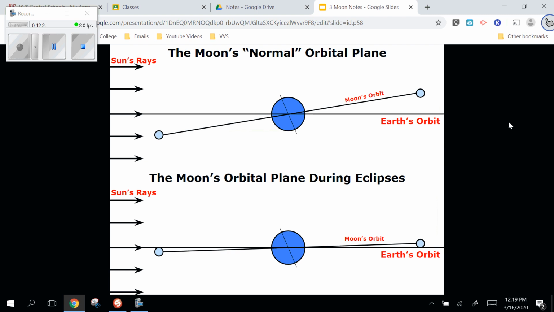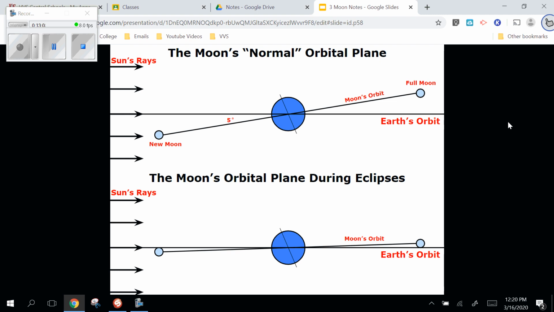All right. This is kind of how we get eclipses. In the top picture, notice that the moon's orbit doesn't line up very well with the Earth's orbit. There's actually about a 5-degree tilt from the Earth's orbit to the moon's orbit. And because of that, even though we still get a new moon when it's here and a full moon when it's here, the light can still pass by, and so you don't get an eclipse.